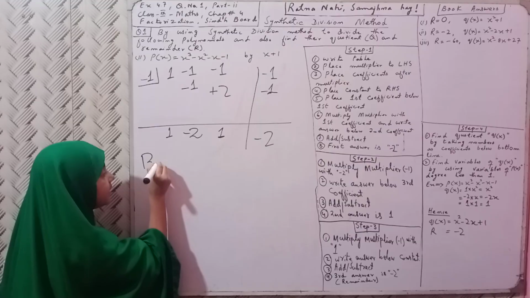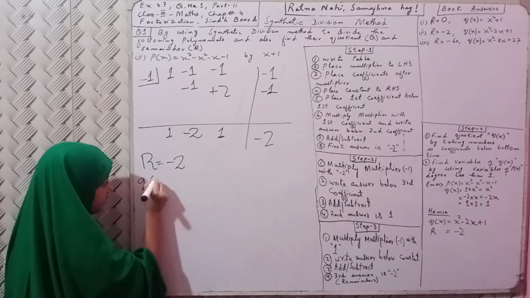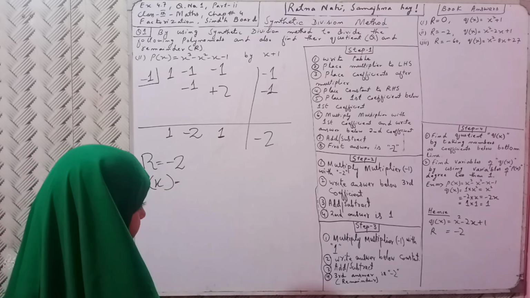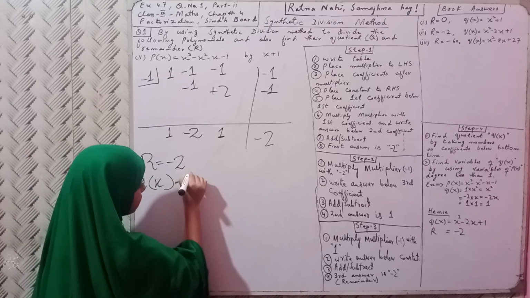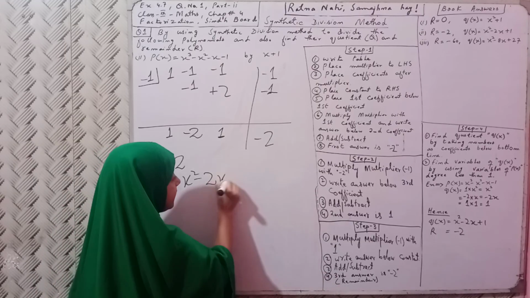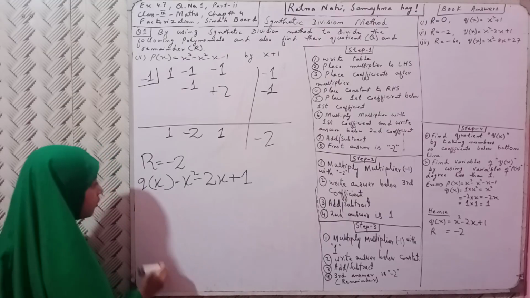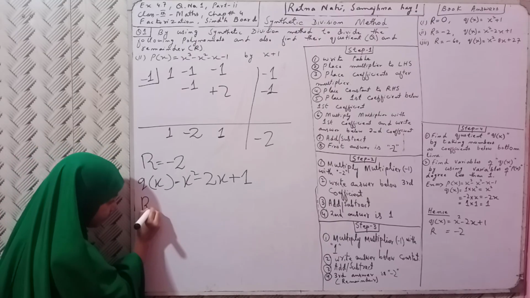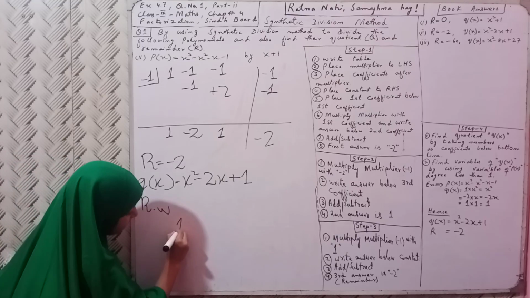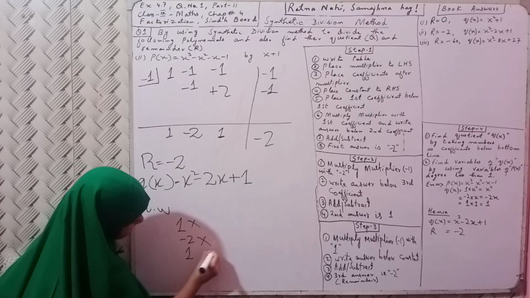So, the remainder is equal to minus 2 and Q(x) is equal to x square minus 2x plus 1. You think so? Where does this come from? I am telling you from the rough work. First of all, this will become 1, minus 2, 1, multiply.